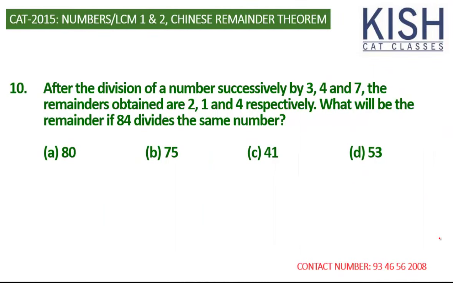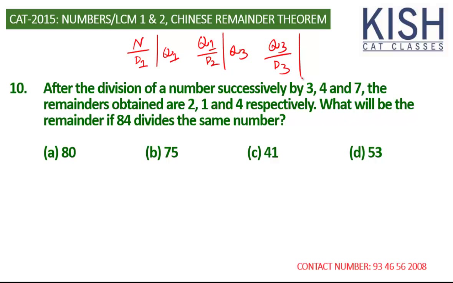After the division of a number successively by 3, 4, 7, the remainders obtained are 2, 1, 4 respectively. What will be the remainder if 84 divides the same number? We have a number. Successive division is quite simple. If you have a number and we divide with divisor 1, we'll get a quotient 1. Now the second time, successive means quotient 1 is divided by divisor 2, we'll get quotient 2. Now quotient 2 is divided by divisor 3, we'll get some other quotient. However, here we'll get remainder 1, here we'll get remainder 2, we get remainder 3 and so on.